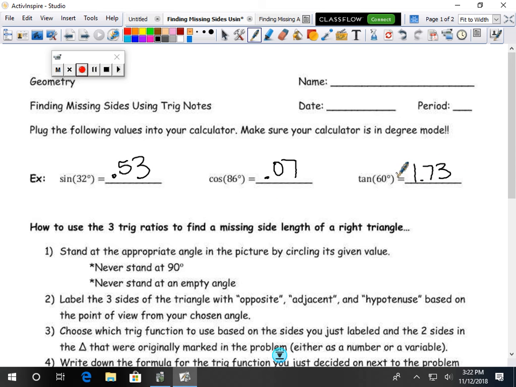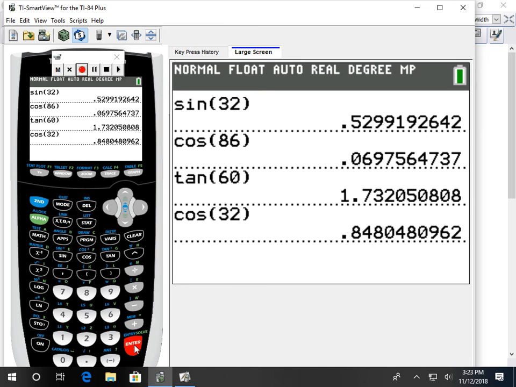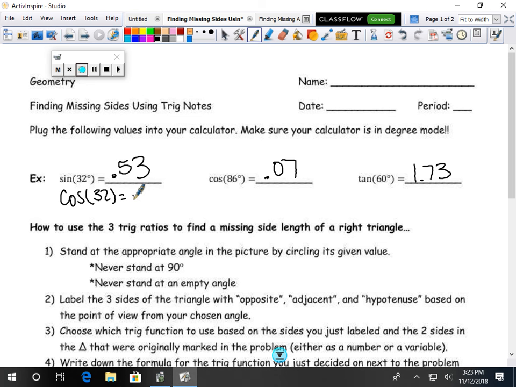Please notice though that sine, cosine, and tangent are three different functions here. So it's very important that you set up your problems correctly. For example here, sine of 32 degrees is 0.53. Let's do cosine of 32 degrees. If I do cosine 32, close off my parentheses, I see that I get 0.85. So sine is 0.53, cosine gives me 0.85. So it's very important whenever you're setting these up that you do use the correct trig function.